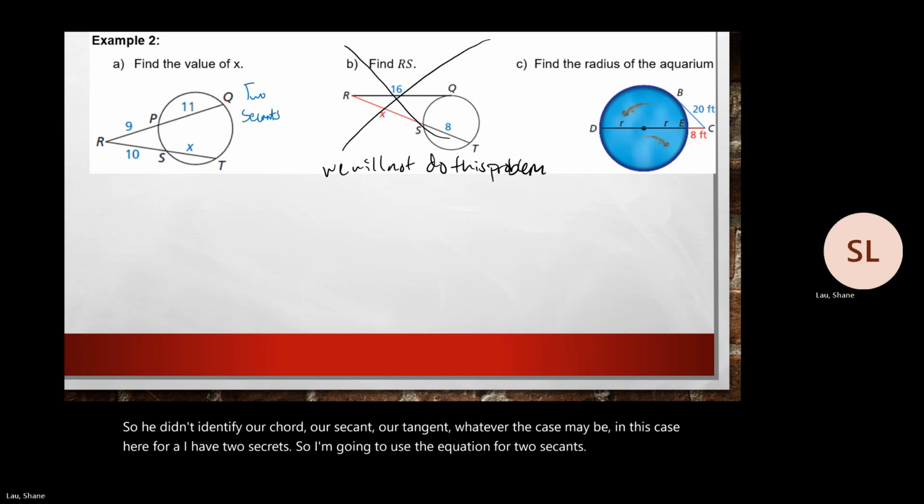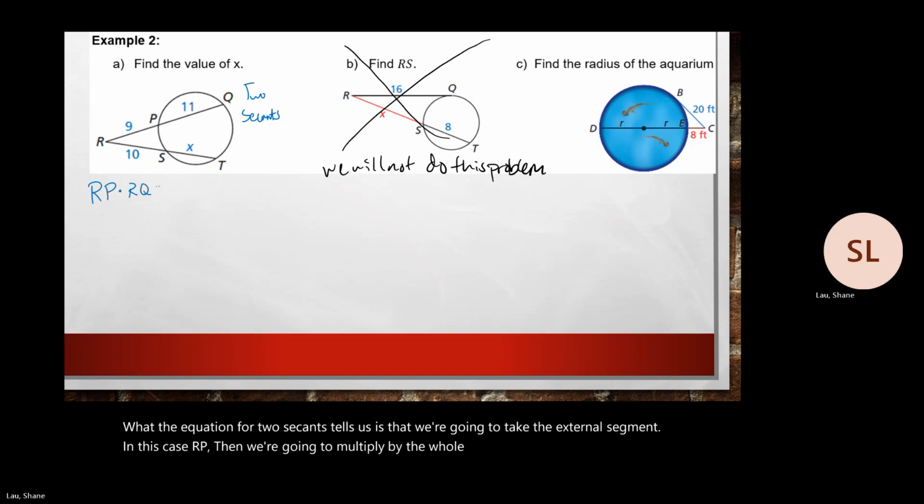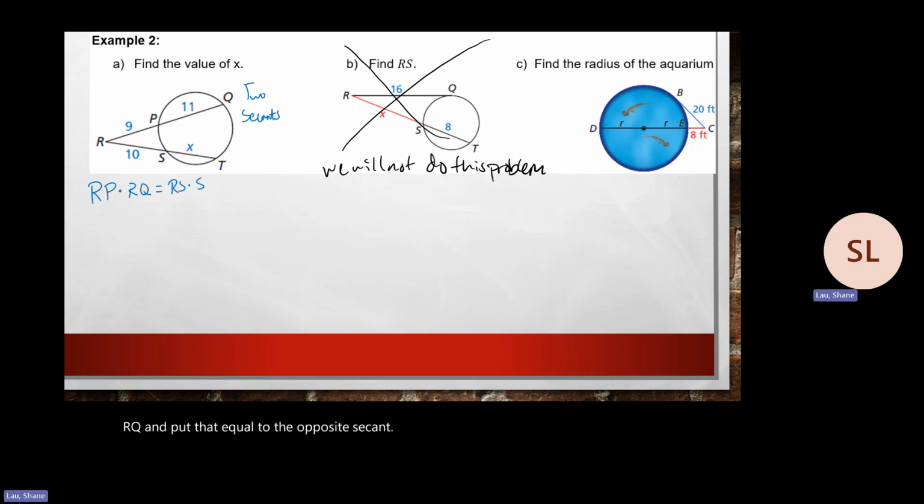What the equation for two secants tells us is that we're going to take the external segment, in this case RP, then multiply by the whole segment, RQ, and put that equal to the opposite secant with its external, RS, times the whole segment, RT. And that's how we're going to solve this.